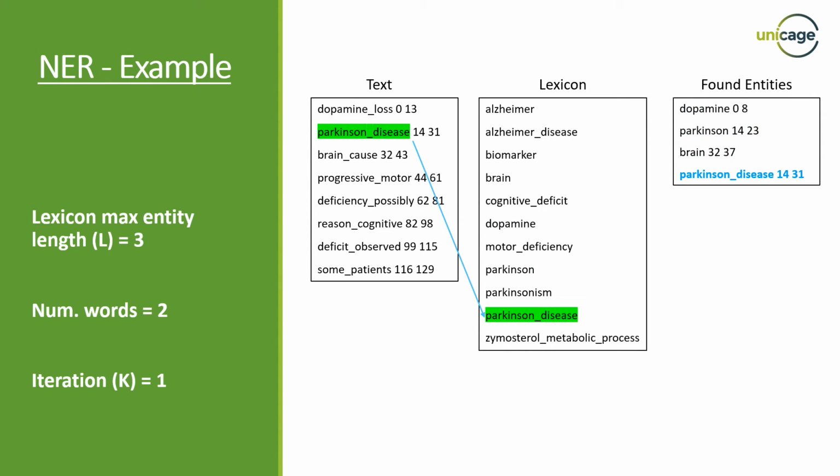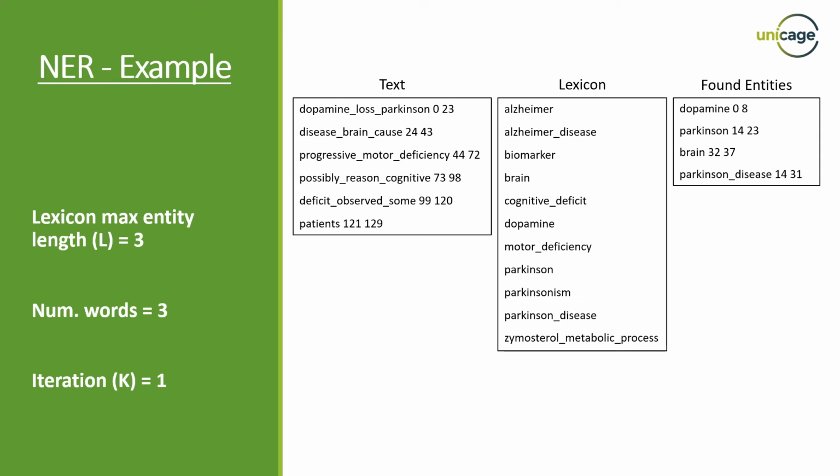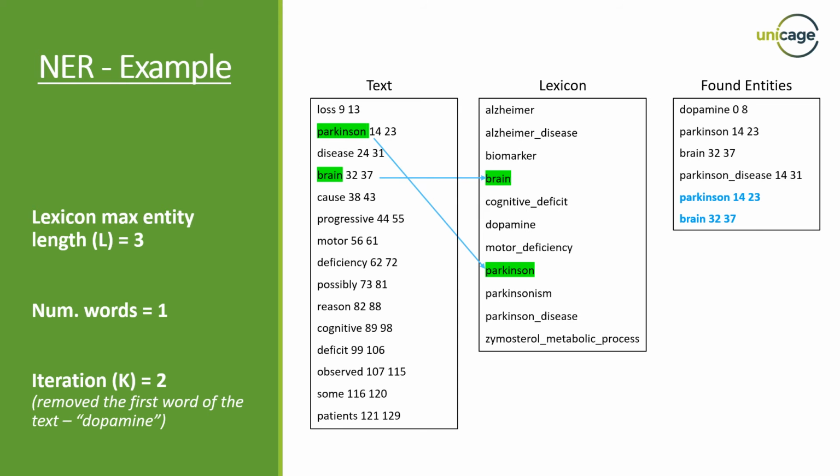The cycle passes to the next step, and combinations of 2 words per line are made using Unicage commands. Now, the entity Parkinson disease is identified by join. And then, combinations of 3 words are made, and as we can see, no new entity is found. We now increase the value of k to 2. Therefore, we have to remove the first word of each clinical case. In this example, it is the word dopamine.